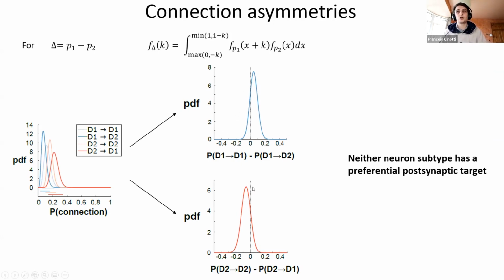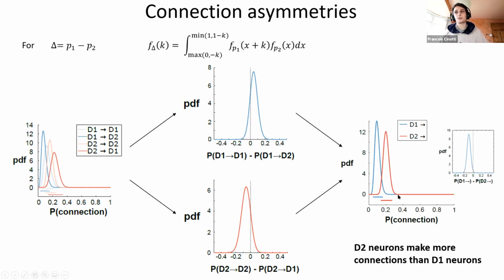Now that we found there is no postsynaptic targeting, how about we collapse the neuron counts according to the presynaptic neuron? So collapse the 2 red curves and the 2 blue curves and see whether the D1 neurons make fewer connections than D2 neurons, which is the result we found here. So here you have the collapsed postsynaptic posterior curves, and here you have the PDF for the difference. And you can see that D1 neurons make connections with a probability of about 10%, whereas D2 neurons have a rate of connection of about 20%.